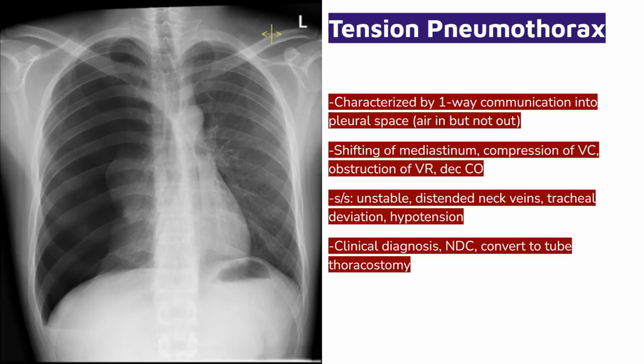Tension pneumothorax is when that air is getting trapped in there. You have mediastinal shift, you have instability, right? Distended neck veins, tracheal deviation, hypotension. It is a clinical diagnosis on your board exam. It's a clinical diagnosis in real life. All right, you're going to needle decompress them on the ipsilateral side, and then you're going to convert that to a chest tube.